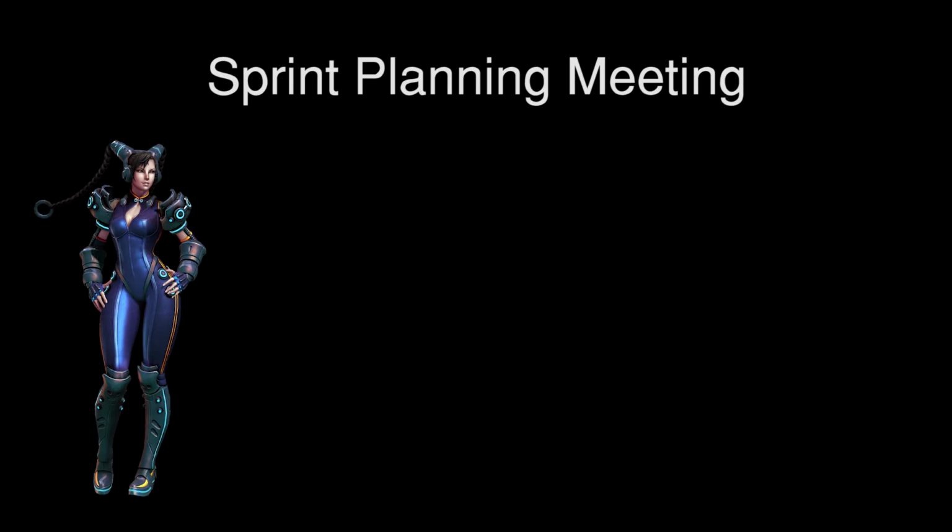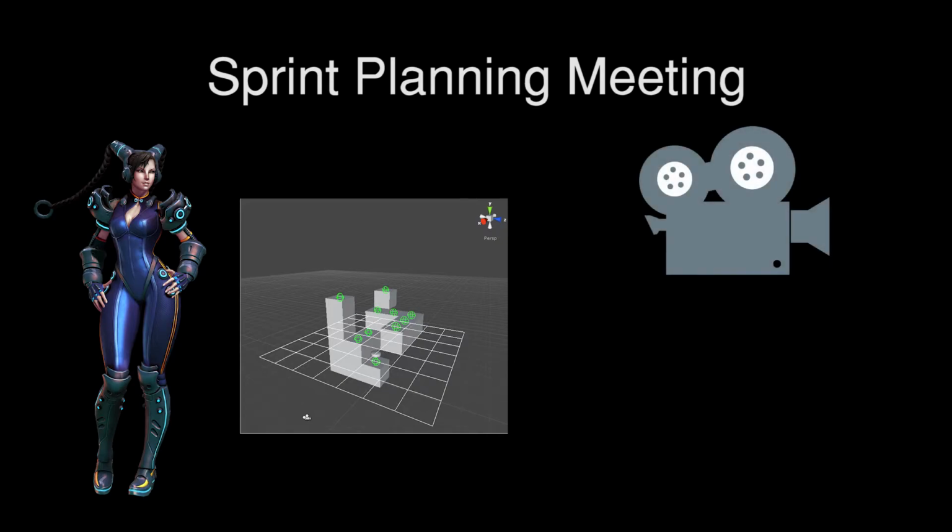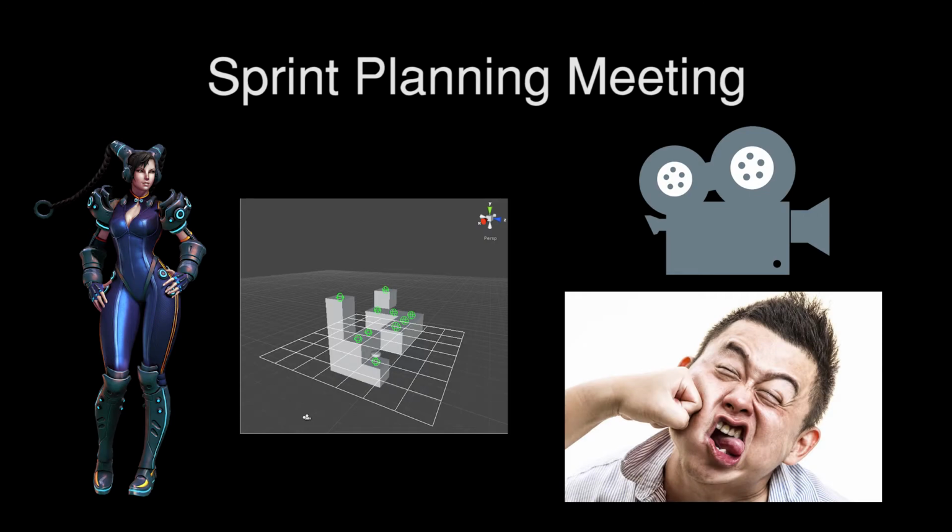As an example, the most important items on your product backlog for your first sprint may be a basic avatar that can move and jump, a simple level with an object to interact with, a camera system that tracks the player, and some preliminary testing on a basic combat mechanic.